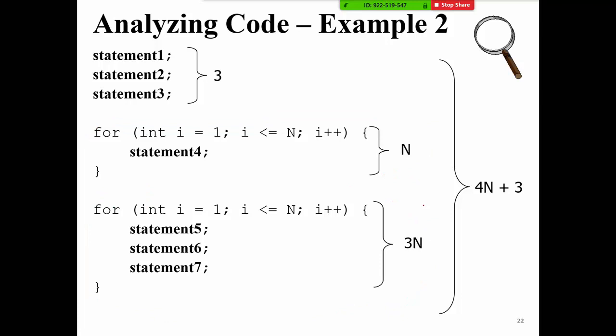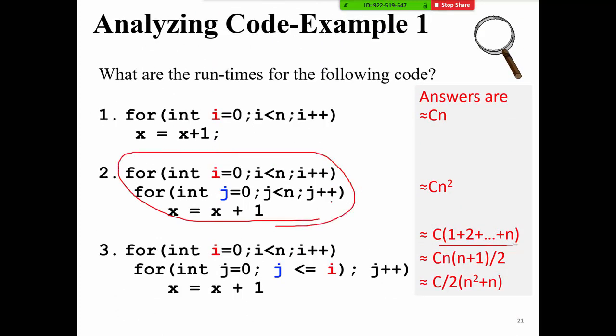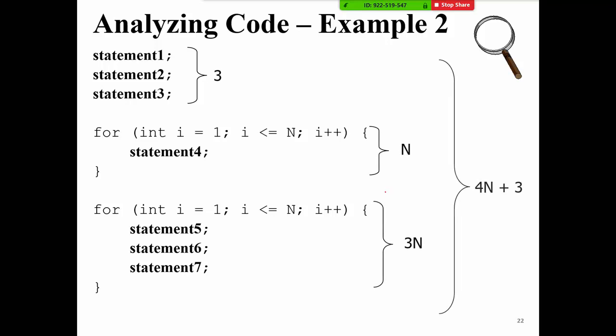As in the previous examples, here you have a nested for loop. The inner for loop is within the scope of the outer for loop, so these are not disjoint. That's why we multiply the running time, giving n squared. But here, they are 2 disjoint for loops, so the running time will be an addition. You add the running time: n plus 3n is 4n, and you have 3n.